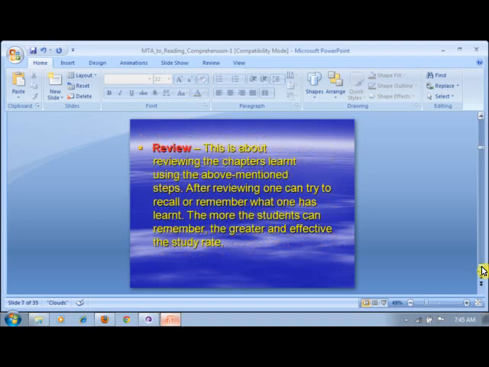Review: this is about reviewing the chapters learned using the above-mentioned steps. After reviewing, one can try to recall or remember what one has learned. The more the students can remember, the greater and effective the study rate.